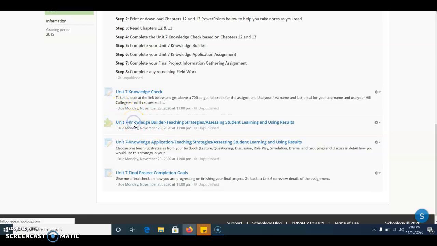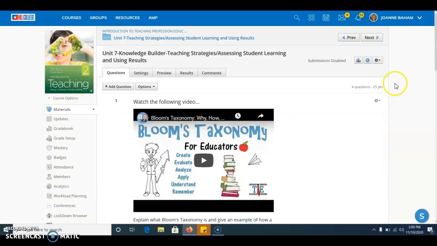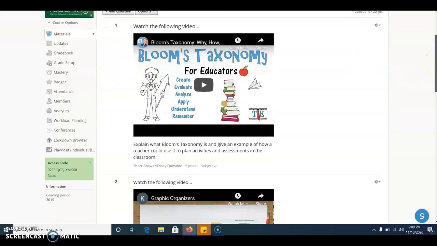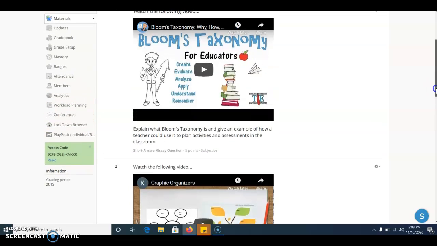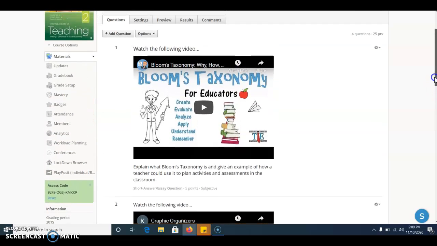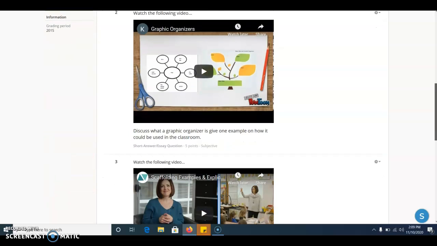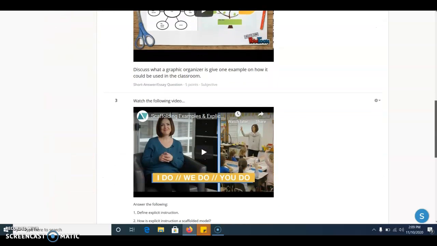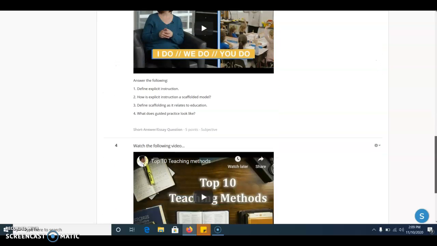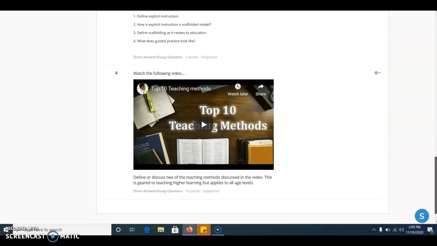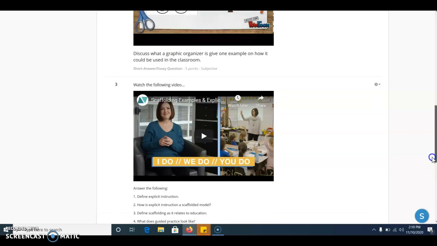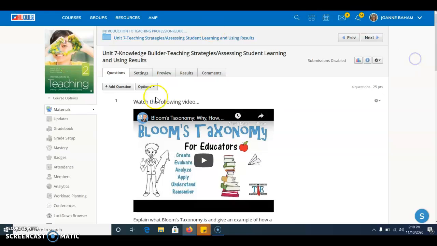Okay, the Unit 7 Knowledge Builder. Same old. For those of you that are in class, these won't all be there. But for those of you that are online, we'll be looking at Bloom's taxonomy, graphic organizers, scaffolding, a very, very critical concept there, and then the top 10 teaching methods, since we're looking at strategies and methodologies this unit.